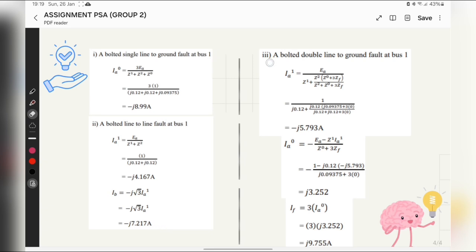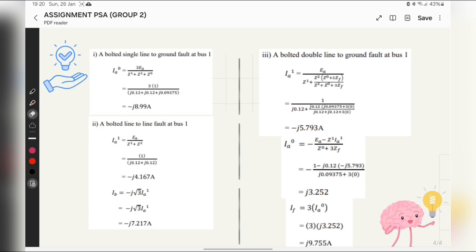So the last question is, a bolted double line to ground fault at bus 1. As I said, bolted means ZF value is 0. So we just put ZF here as 0. So we will get the answer for IA1 is negative J5.793 ampere. So after we find the IA1, we have to find the IA0. So we will get the answer J3.252. And then we have to find the double line to ground fault, so 3 times IA0. So we will get the answer J9.755 ampere.